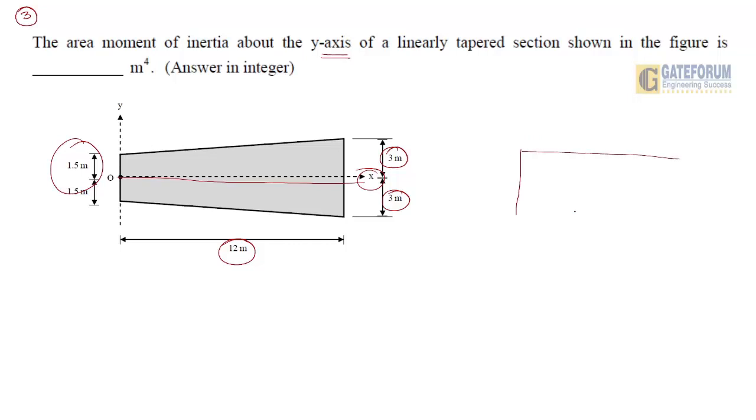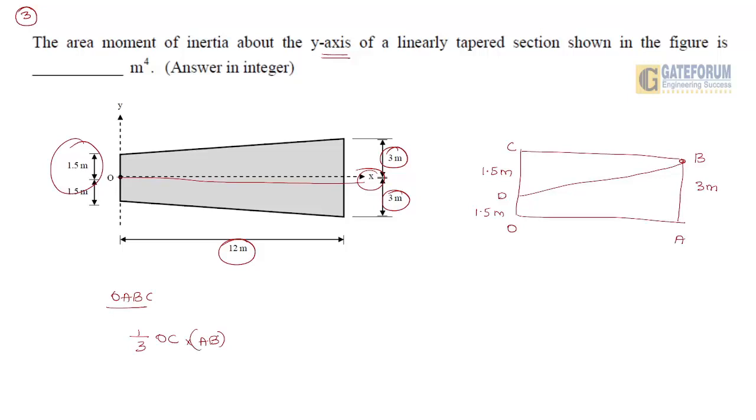this is the condition. Points O, A, B, C, D. This is 1.5 meter given to you. This is 1.5 meter given to you, for example. This is 3 meters, right? So when I take the moment of inertia of the rectangular section OABC, it is one-third base into AB whole cube, right?